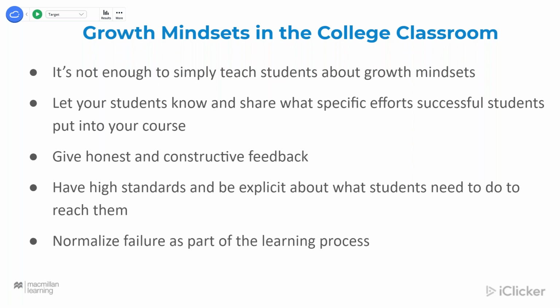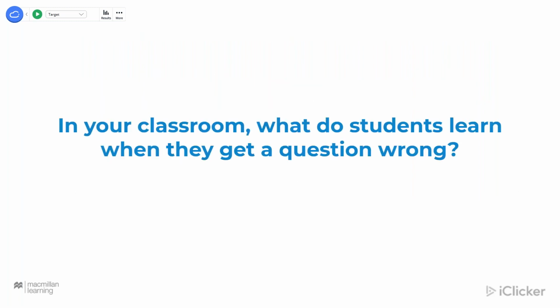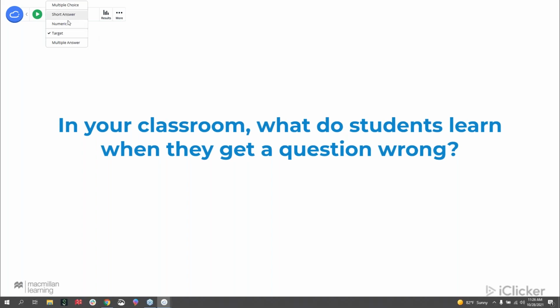And then lastly, you really want to normalize failure as part of the learning process. Failure is a really scary thing. Student gets an F is the plot of movies and television shows constantly. The idea of failure is a really scary thing for a lot of our students. We need to make it normal because everyone who is engaged in deep learning has had to fail as part of the process. So, in your classroom, what do students learn when they get a question wrong?